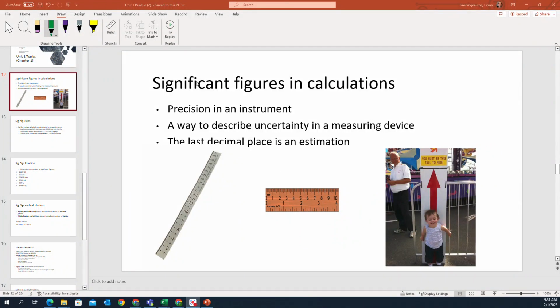Hello, let's talk about Sig Figs, that's the abbreviation for significant figures. In calculations, Sig Figs give you an idea of how precise an instrument is. So precision and accuracy are two different things.